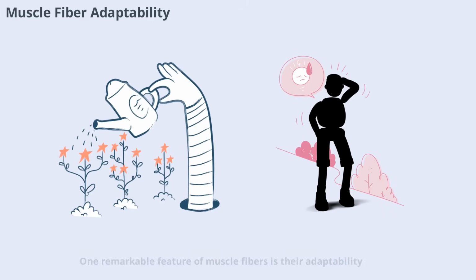A remarkable feature of muscle fibers is their adaptability. Through regular training, especially resistance exercises, muscle fibers can increase in diameter, a process known as hypertrophy. This adaptation not only boosts strength but also enhances the muscle's ability to handle greater loads. Conversely, lack of use can lead to atrophy, where fibers shrink and lose strength. This dynamic nature of muscle tissue highlights the importance of regular physical activity for maintaining muscle health.